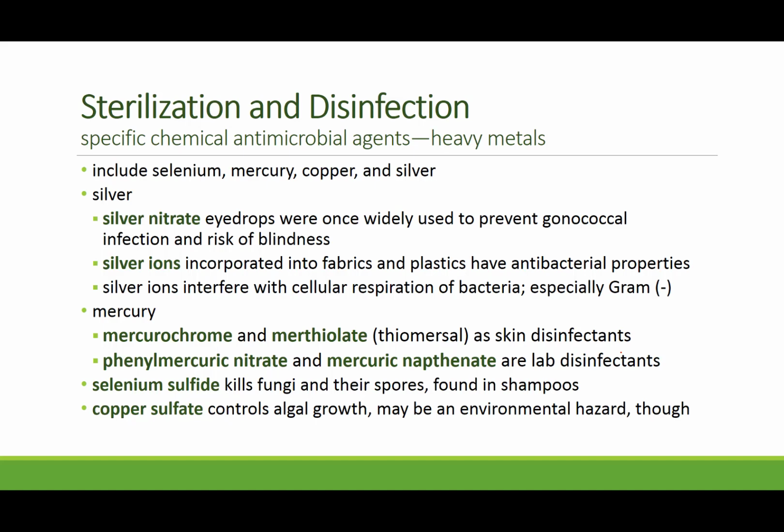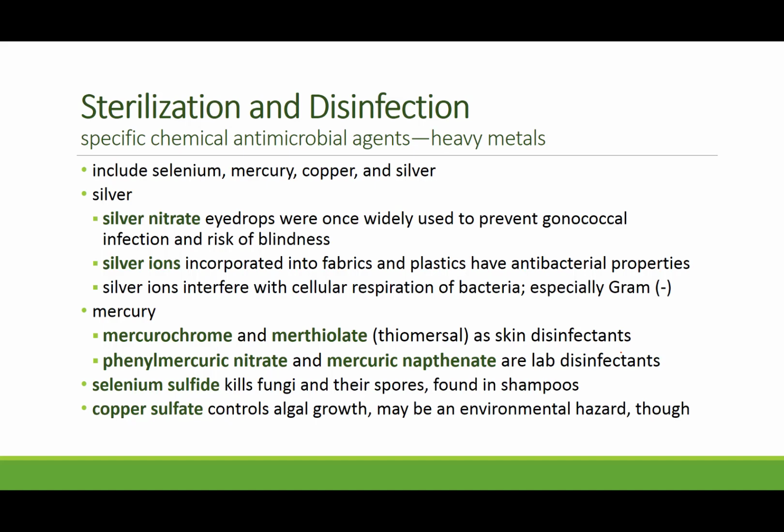Remember, gram-negative have a thinner capsule. The silver ion can penetrate into the cell, find the mitochondria, and prevent the cellular respiration processes that make ATP from happening. Mercury, a heavy metal, is of real concern because of mercury contamination of waterways as we've been dumping pollutants into the water and into the ocean.